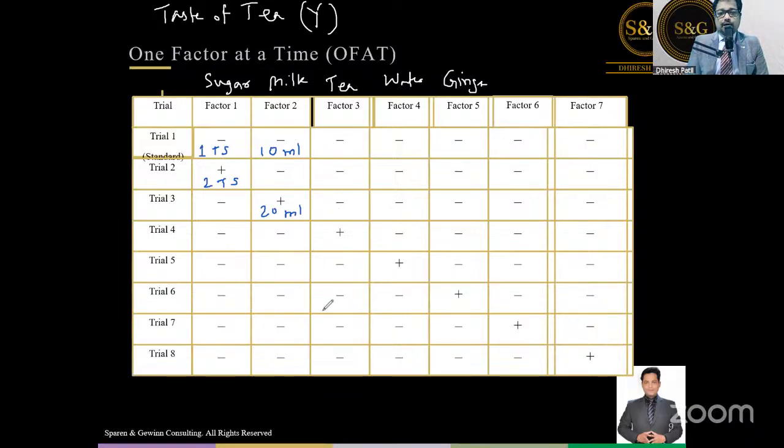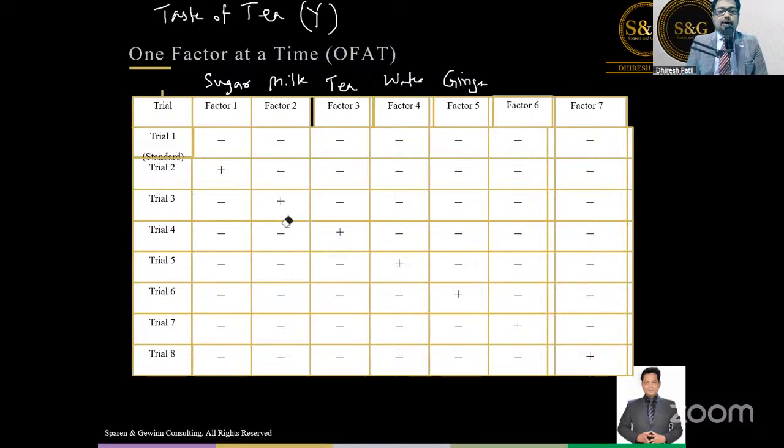Tea powder, again, minus meaning 1 tablespoon and plus meaning 2 tablespoon. Water, minus meaning, let's say 1 cup, plus meaning, let's say 1.5 cup, and like that. Are you clear? Yes. So we can add the factors like this. Okay. So this is how we have identified certain factors.